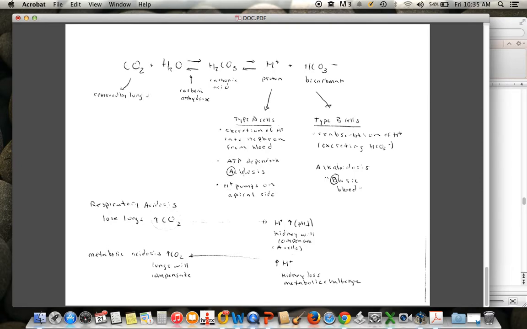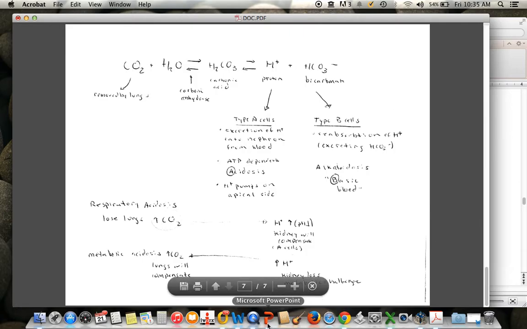We're remembering what the pumps do and how they're able to get protons out. What about bicarbonate? These type B cells are active when our blood is basic, and so you can remember that term by B for basic. It's all about reabsorbing the protons and excreting our buffer, our bicarbonate buffer. So really it's almost a mirror image of what we see in the type A cells.